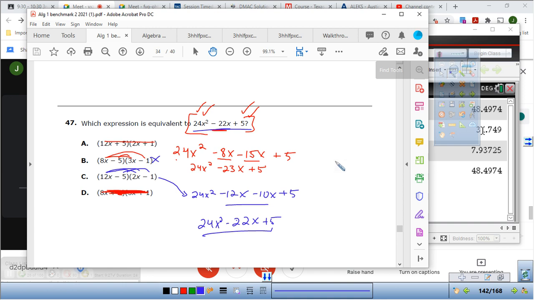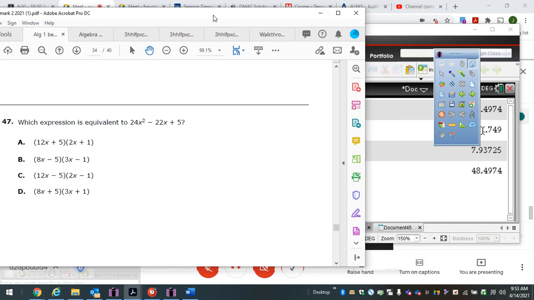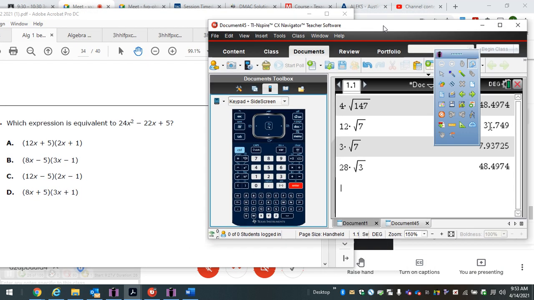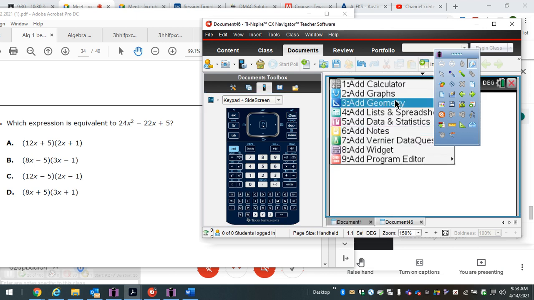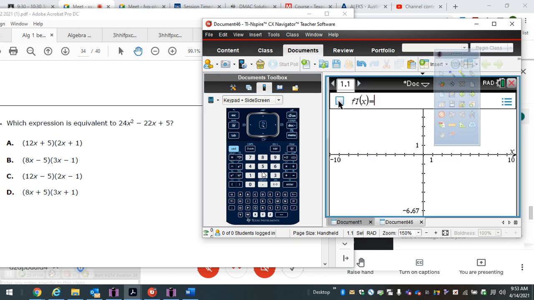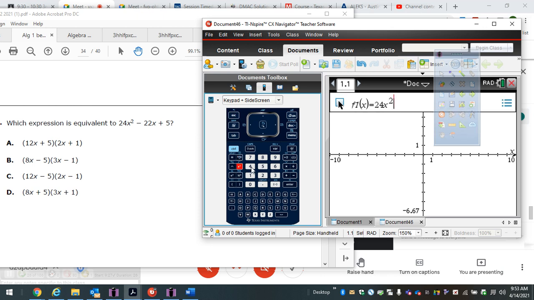I don't know how you want to do it, honestly. This is another way. I know C is the answer, right? I'm going to show you another way. And this is like no thinking, and I love no thinking because it just keeps your brain fresh, okay? Graph that thing right there. And that's like y equals, okay? I'm going to go 24x squared, oops, minus 22x plus 5. So there's my graph.